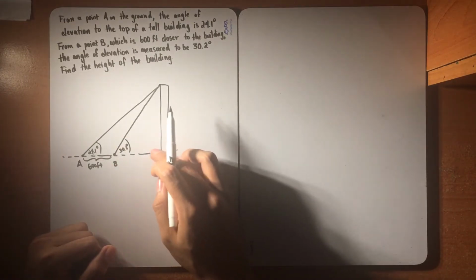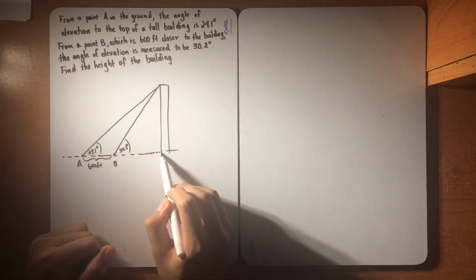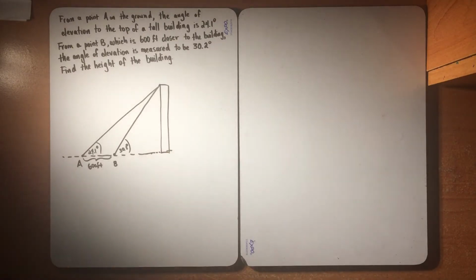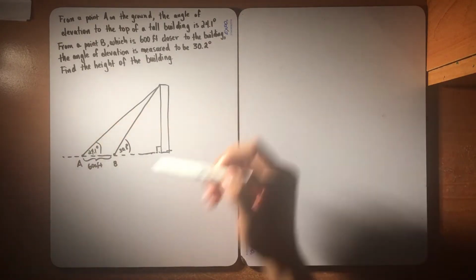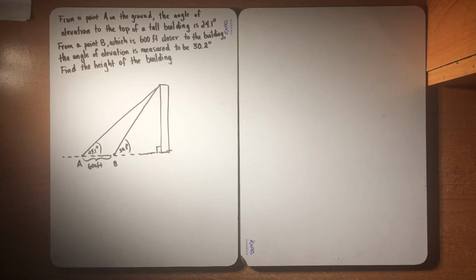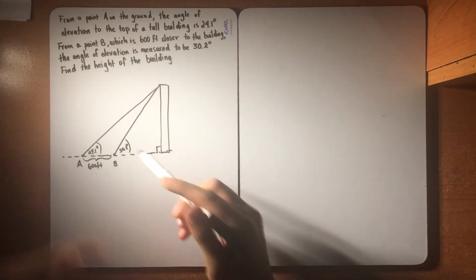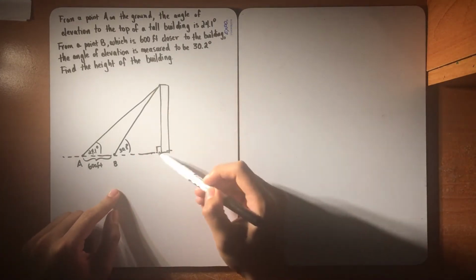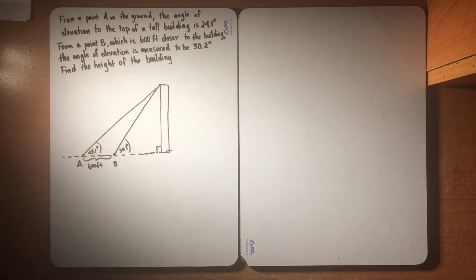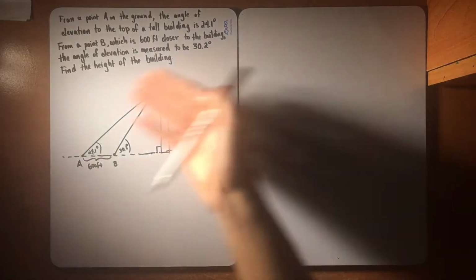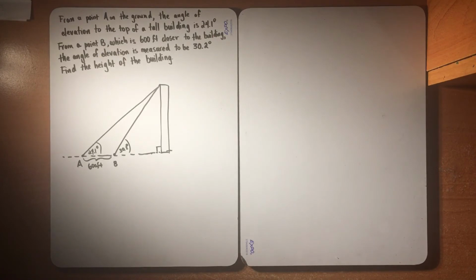Let me just make this a little better. Okay. So this is what we have now. The next thing we can assume is that this building and the ground makes a right angle, making right triangles. So this is one right triangle, and this is another larger right triangle. And we're going to use these two right triangles to our advantage. So we're able to describe the visual of the problem.